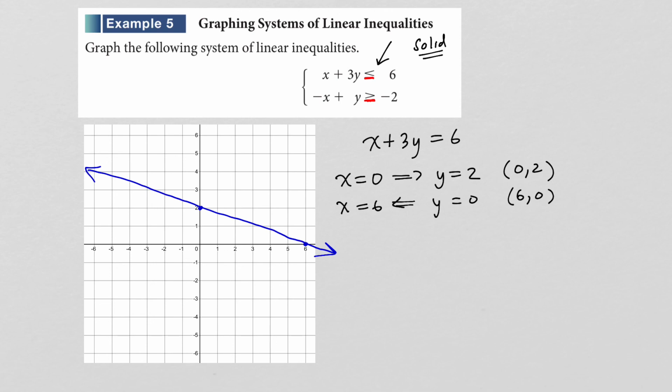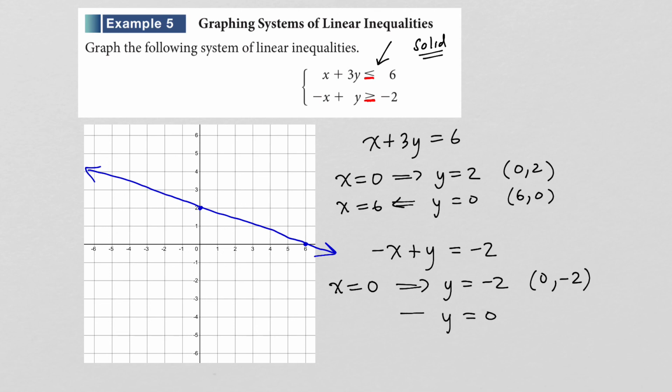The second line is negative x plus y is equal to negative 2. And I can graph this the same way. If I let x equals 0, we get y equals negative 2, which gives us the point 0, negative 2. And if I let y equals 0, we get x equals 2. You can check my math on that, but that's the point 2, 0. And so the second line goes through the points 0, negative 2, and 2, 0. And it also is a solid line.